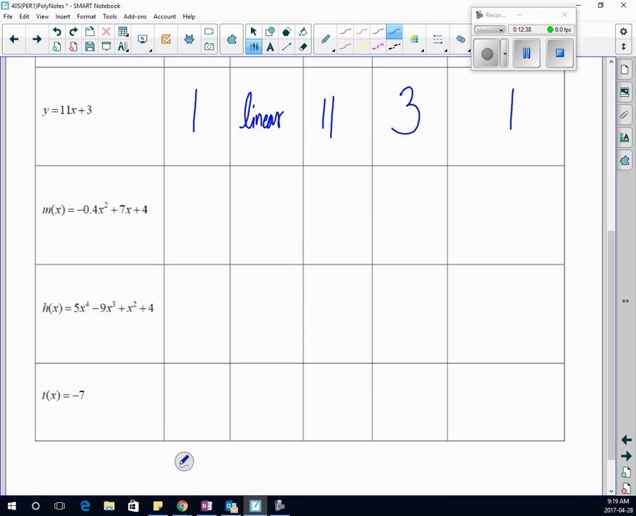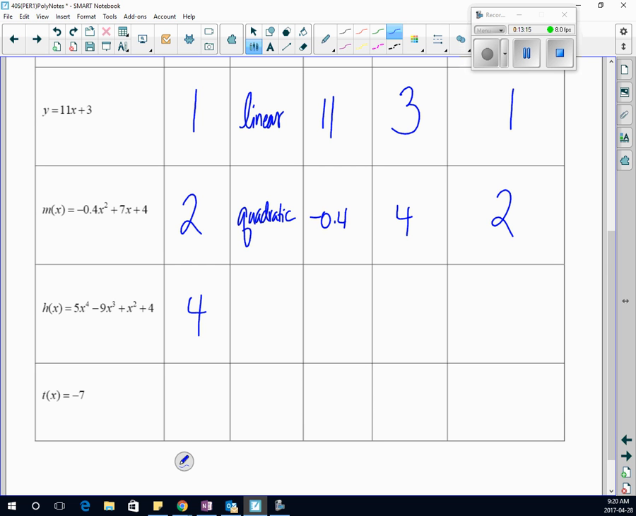What do we got here? We have a 2. What is that called? Quadratic. Leading coefficient? Negative 0.4, which means it starts down there, comes up, and comes back down. Okay. What's my constant? 4, which happens to be my y-intercept, right? And what's the maximum number of zeros? 2.